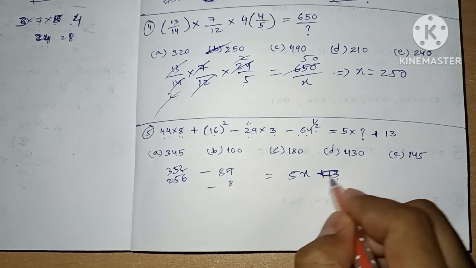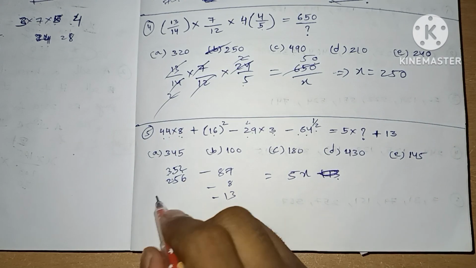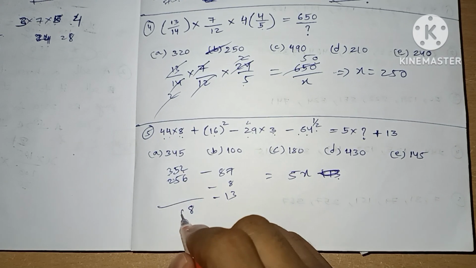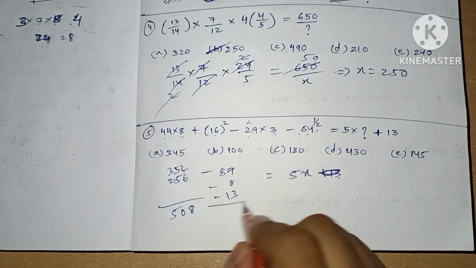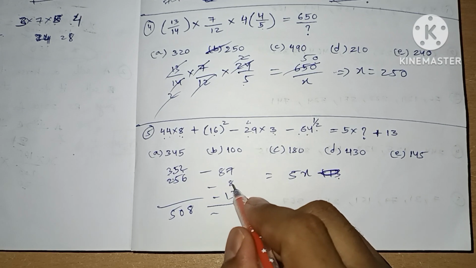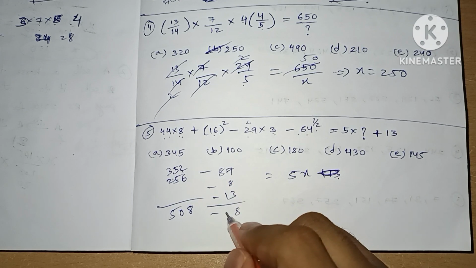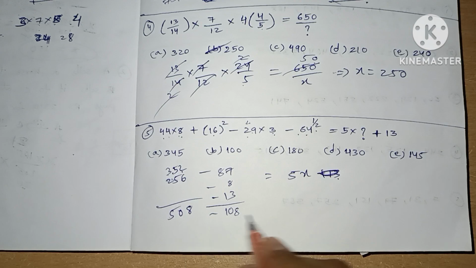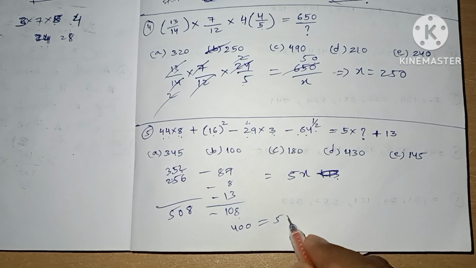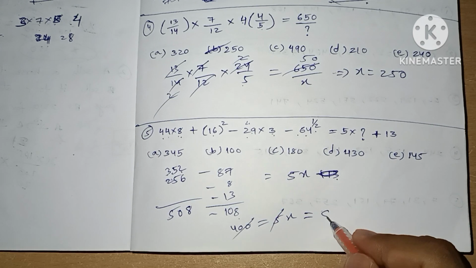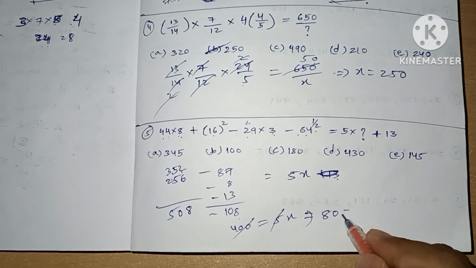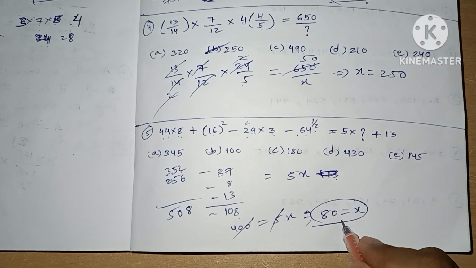This 13 comes this side with minus 13. So positive values are 8, 10, 5. Negative values are 15 plus 3, 18 and 10, 108. So what we have is 508 minus 108 means 400 equals to 5x. So 5 80 times is our answer. 80 is our answer.